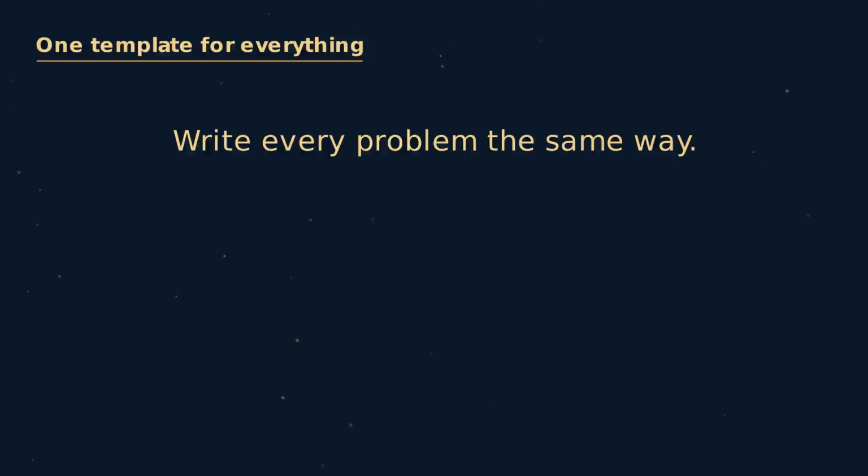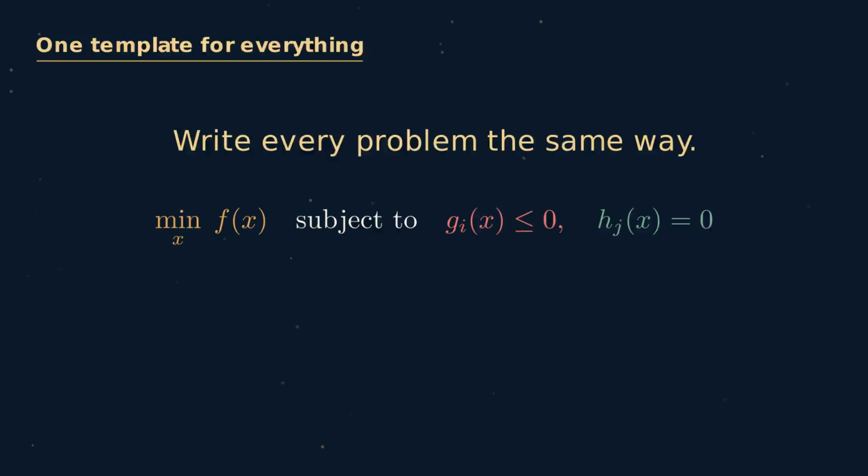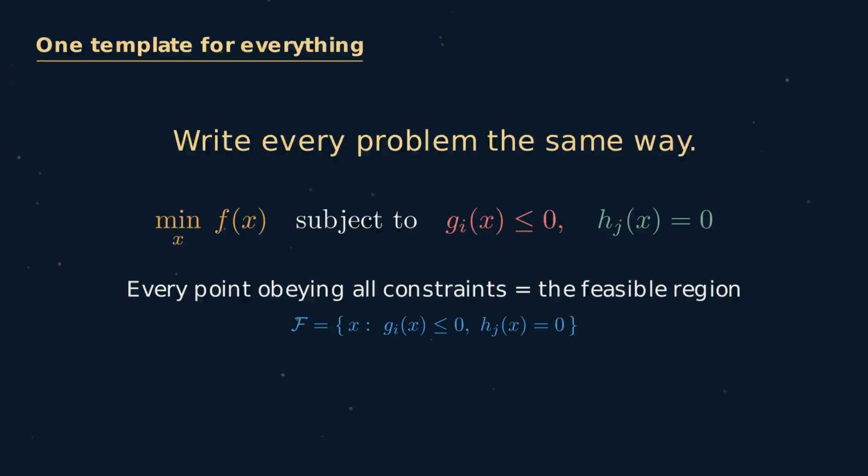By convention, we always minimize. Minimize f of X, the objective. Subject to the inequality constraints, pushed into less than or equal to 0 form. And the equality constraints, written as equals 0. The set of all points that satisfy every constraint is the feasible region, F. The entire search happens inside it. Step outside, and no matter how good the number looks, it doesn't count.